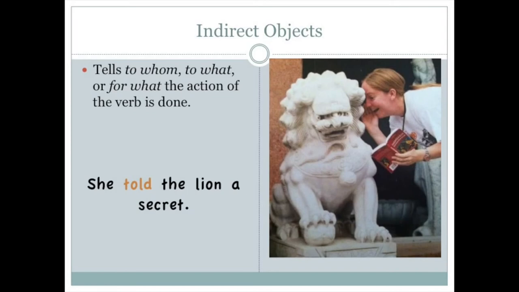Now I'm going to ask, to whom, to what, or for what did she tell the secret? Well, she told the secret to the lion, so the lion is the indirect object. Just like before, an object is always a noun, and sure enough, lion is a noun. In the next video, try to find the action verb, direct object, and the indirect object.